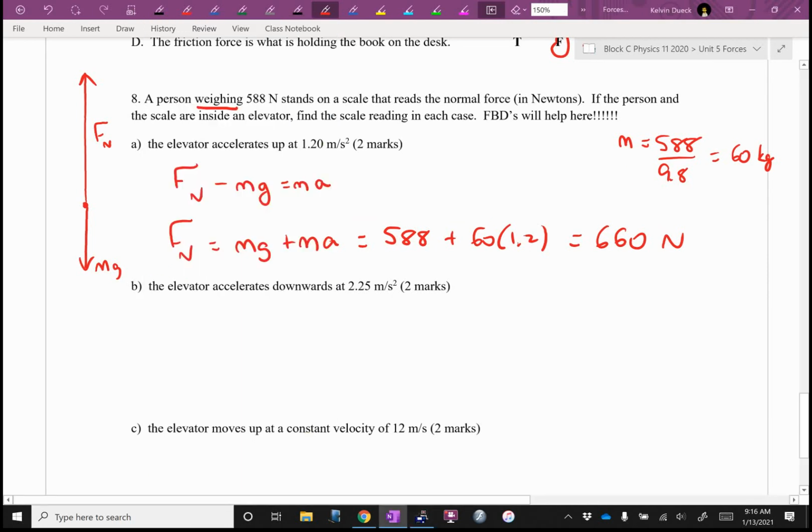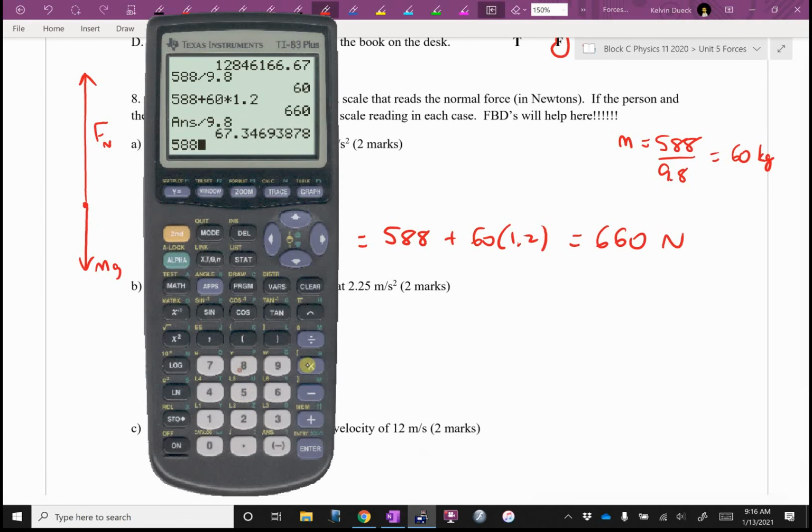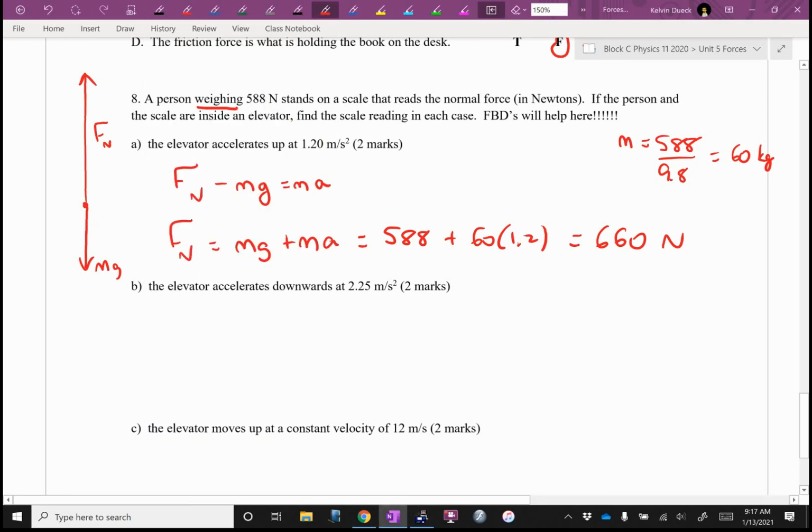Now, if you did not clue in that this was newtons, if you use the m as 588, you would go 588 times 9.8 plus 588 times 1.2. I would give you 1.5 if you said 6,468. But please understand, you've just said that the person on the scale would display 660 kilograms, which is a little bit much. Elevator accelerates downwards.